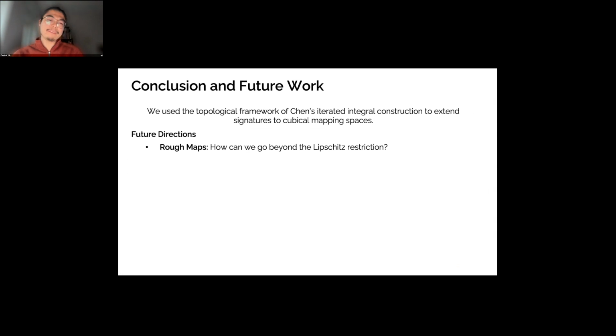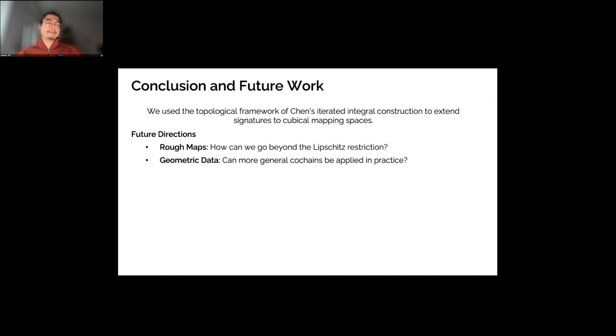I mentioned very briefly that since the 90s, the path signature has been an important tool in the development of rough paths, and this has been used to study things like stochastic differential equations. And so one natural direction to continue studying this is to think about how we can go beyond the Lipschitz restriction. So rather than just looking at Lipschitz maps, we can look at maps which are lower regularity.